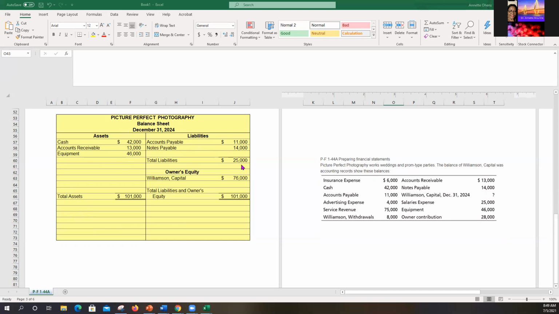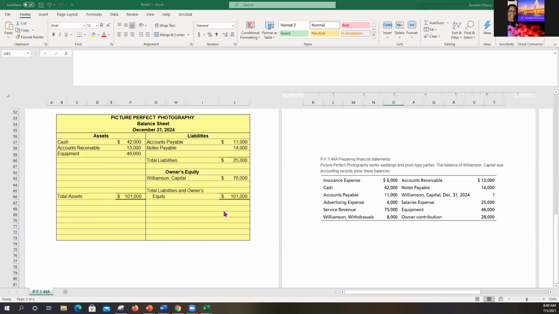$25,000. Owner's equity is $76,000. So your total liabilities and owner's equity is $101,000. Your total assets is $101,000. So your assets will equal your liabilities plus your owner's equity, satisfying the accounting equation.